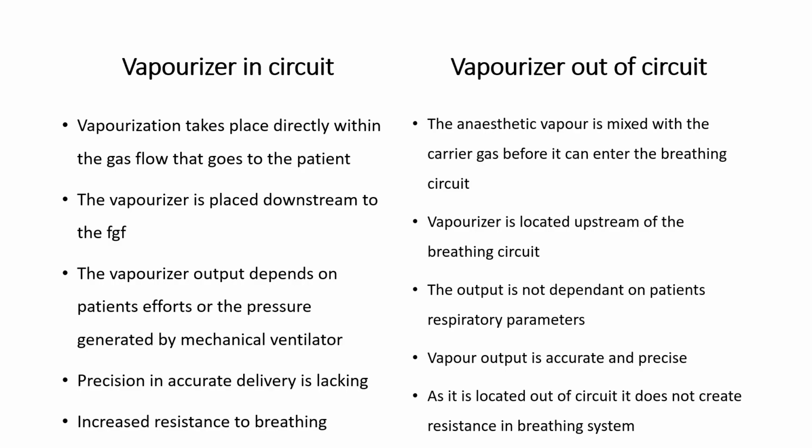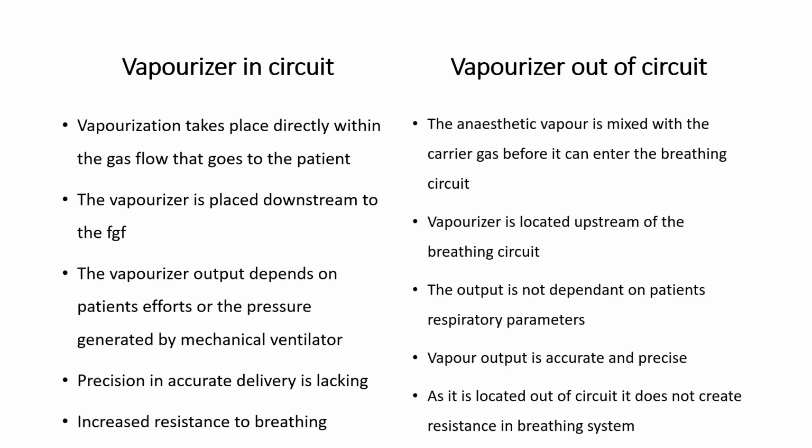In vaporizers out of circuit, the anesthetic vapor is mixed with the carrier gas before it can enter the breathing circuit. This setup is common on the modern anesthesia machine. The vaporizer is located upstream of the breathing circuit. The output is not dependent on the patient's respiratory parameters and hence is accurate and precise. As it is located out of circuit, it does not create resistance in the breathing system.